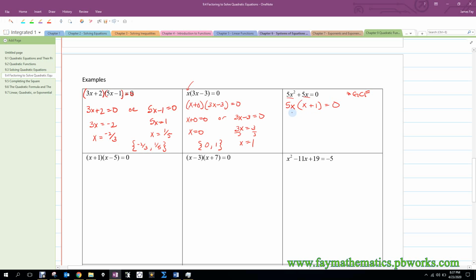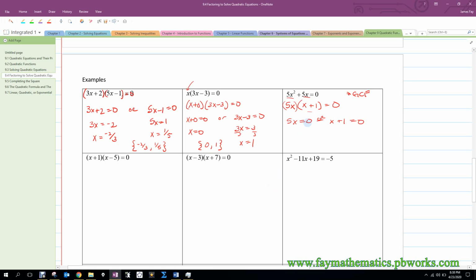Just a quick check of that is to distribute. Does that give me 5x squared? And does that give me 5x? Okay. So now I know, this is one factor. This is my second factor. They're multiplying together to give me 0. So that first factor is equal to 0, or the second factor is equal to 0.